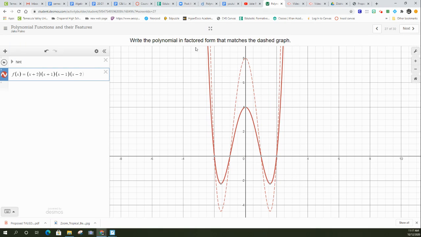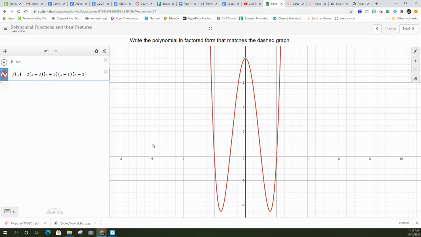All right, so everything's looking good except that I need to stretch it out. It's not growing fast enough, so my leading coefficient needs to change. So let's try doubling it because it's going from 4 to 8. That looks like that should work, and it does.